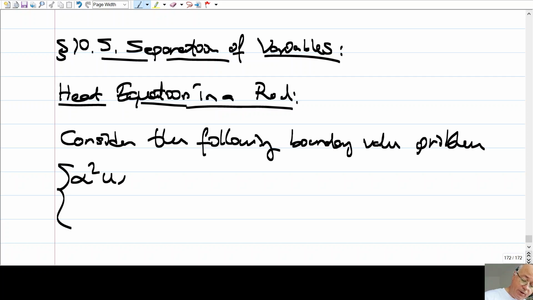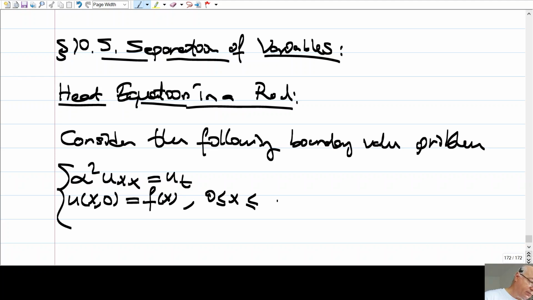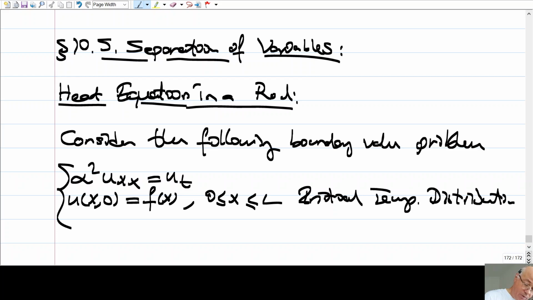So alpha squared u_xx is equal to u_t. This is the heat equation, okay? It's a partial differential equation. And then we have an initial condition. This is the initial temperature distribution. And then we have boundary conditions.